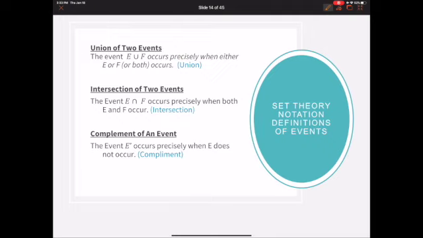Remember from chapter 5 when we talked about set theory, right? We had unions and intersections and complements of sets. The same thing holds true for events, right? We want to think of these events and our sample space as sets. So the union is when either E or F or both occur. Event E intersect F occurs when both E and F occur. And the complement of an event, E prime, occurs when E does not occur, going back to our definitions of sets.